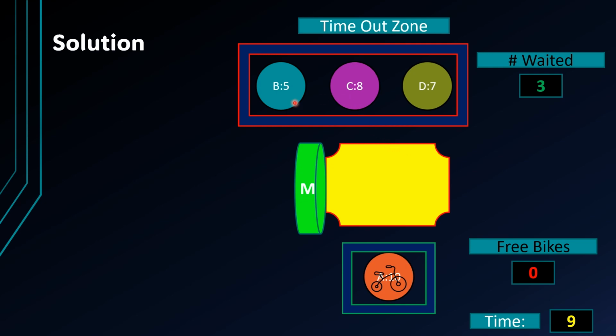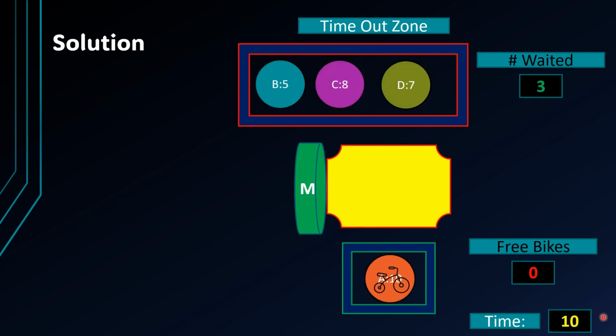Anyways, so now we have 3 people waiting, right? And once they left, they unlock, right? So at time 9, the free bikes is 0, that's why they're all in the timeout zone, right? And you notice this is a queue, right? So if I were to use signal, which we'll talk about later, B will come out first, then C, then D, okay? It is a queue in this case.